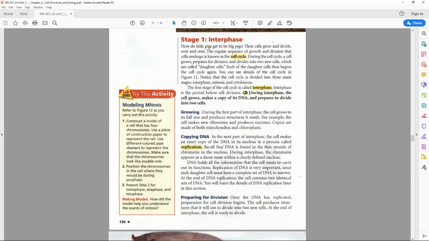Key idea: during interphase, the cell grows, makes a copy of its DNA, and prepares to divide into two cells. So to repeat, during interphase, the cell grows, makes a copy of its DNA, and prepares to divide into two cells. Growing. During the first part of interphase, the cell grows to its full size and produces structures it needs. For example, the cell makes new ribosomes and produces enzymes. Copies are made of both mitochondria and chloroplasts.